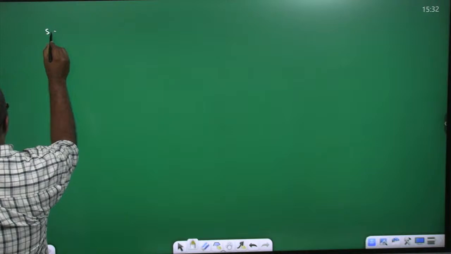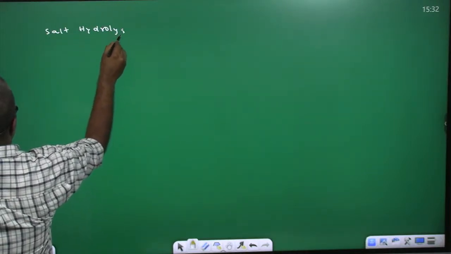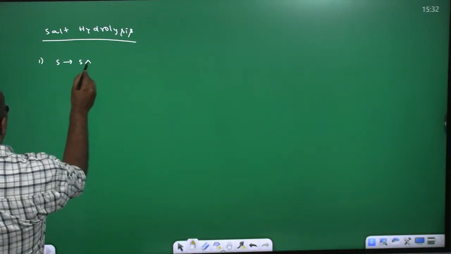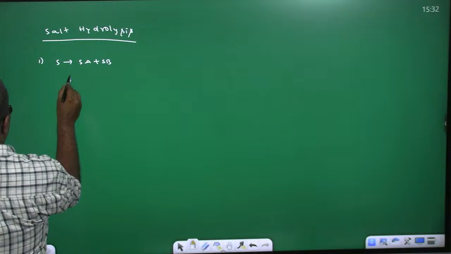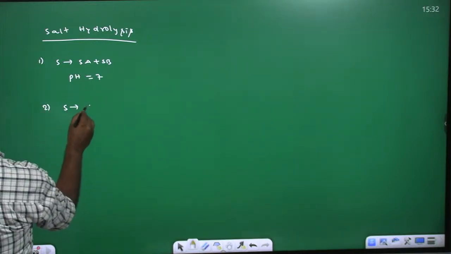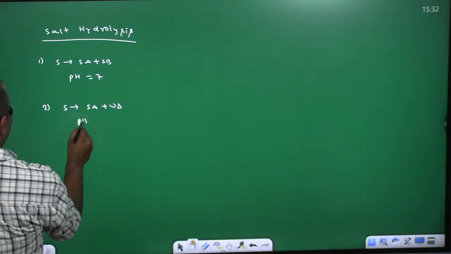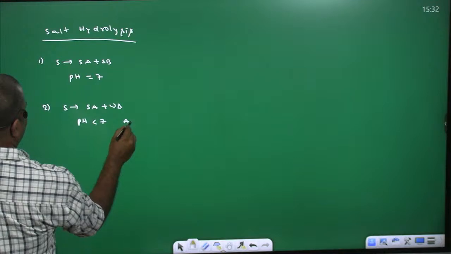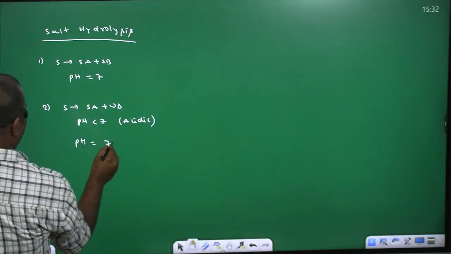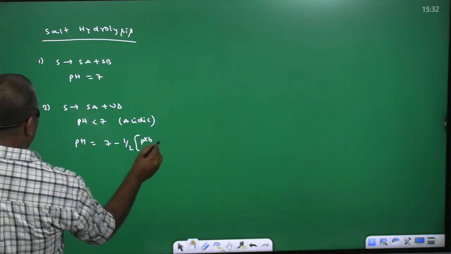Next one, salt hydrolysis. The salt of strong acid and strong base: the pH equals 7 because it is neutral. The salt of strong acid with weak base means the salt is acidic, so the pH is less than 7, the solution is acidic in nature. So to find pH, you need to subtract something: 7 minus 1 by 2 pKb plus log C.